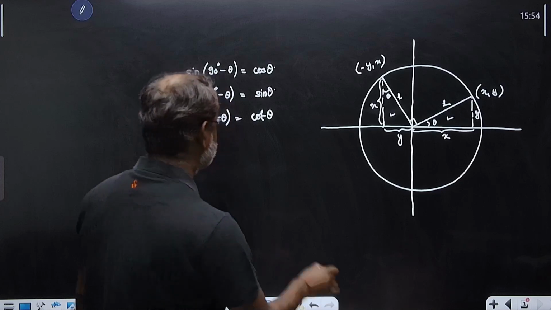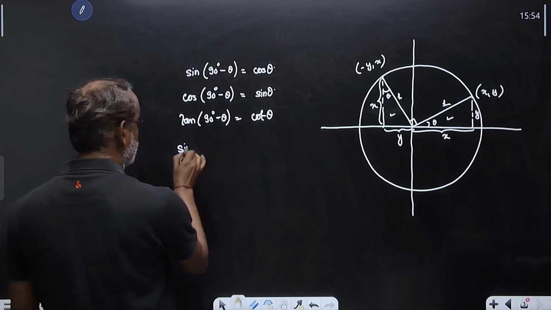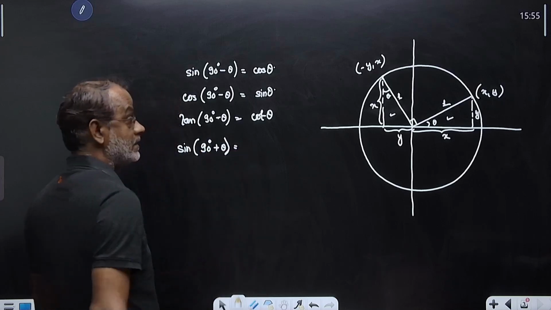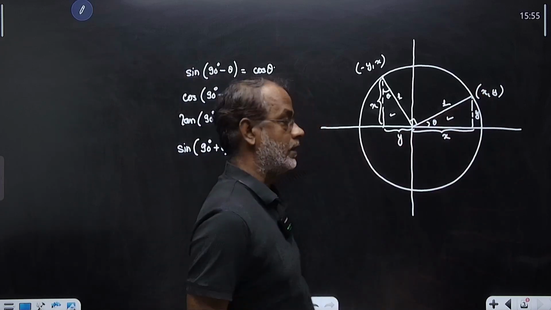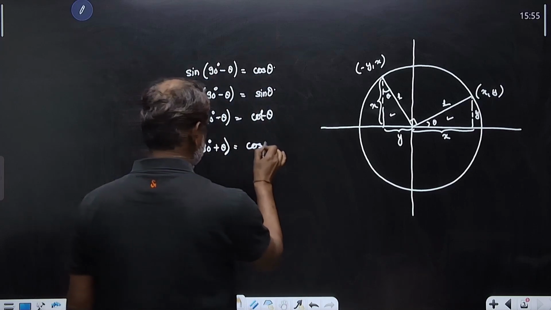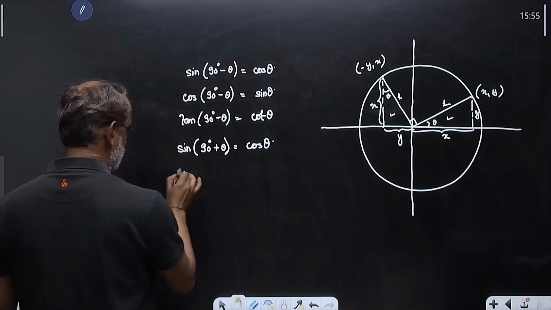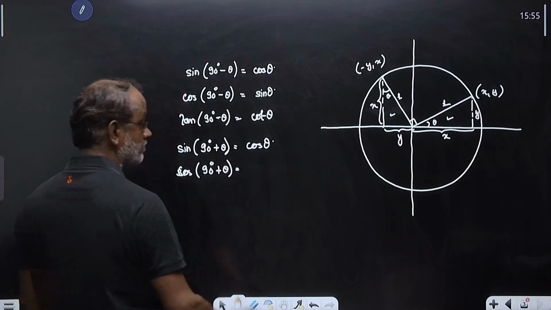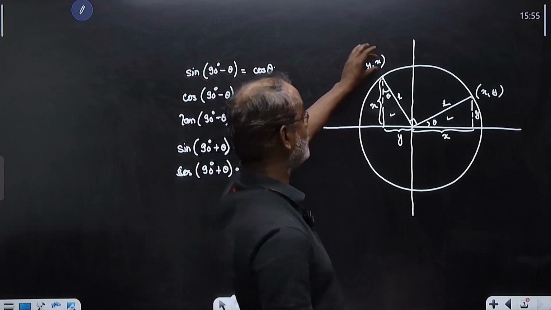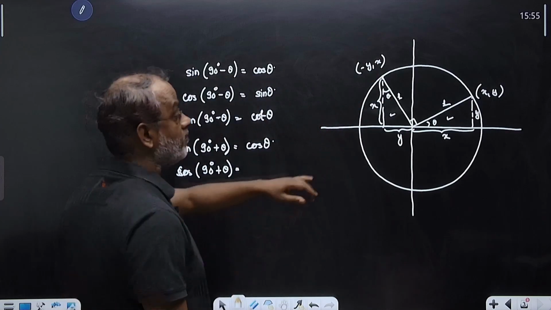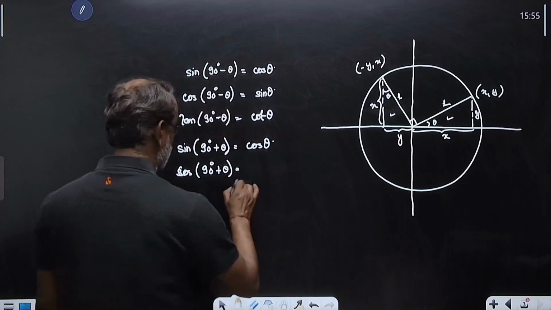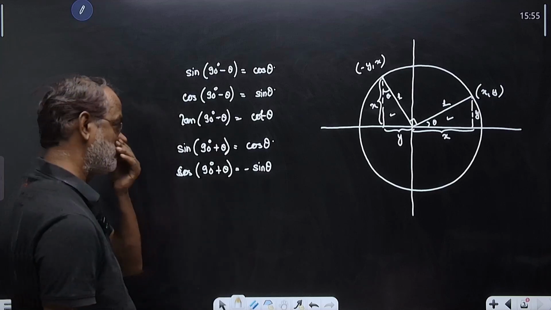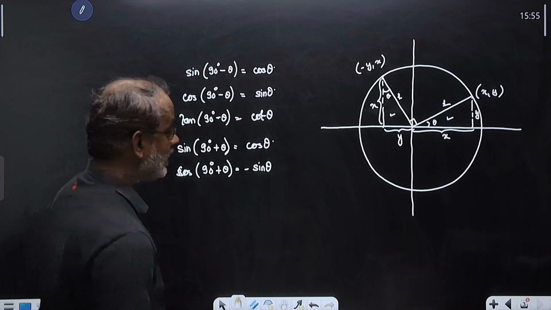Okay. So what is sine? Can you think what is sine of 90 degree plus theta? Y coordinate. Y coordinate is x, and what is x? Cos theta. This is cos theta. Cos of 90 degree plus theta will be nothing but the x coordinate, which here is minus y. Minus y is minus sin theta. Simply for other allied angles, we can extend it.